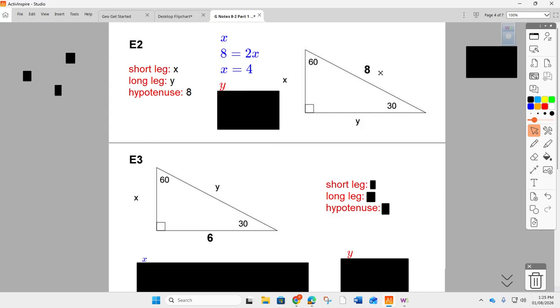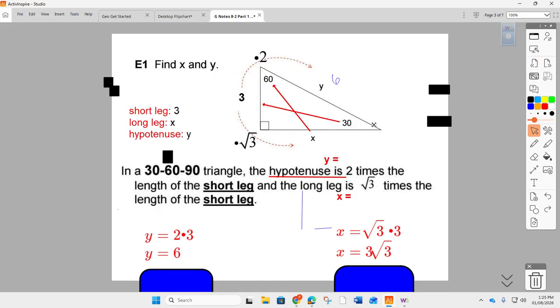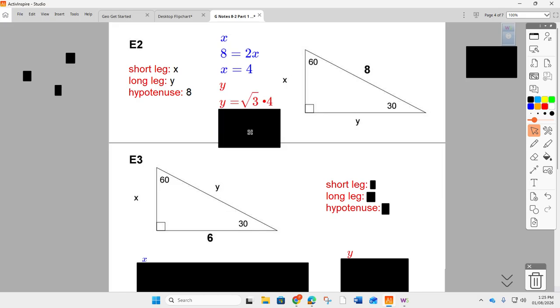Okay. Once we have the short leg, now it's a fair amount easier to get the long leg. The long leg, y, is always the square root of 3 times the short leg. So that's what we're going to do. Square root of 3 times 4, and we're going to rewrite that as 4 square root of 3. And we're never going to solve that. We're not going to multiply 4 times the square root of 3 because then we'd have to round. So in this section, we're going to give exact answers.